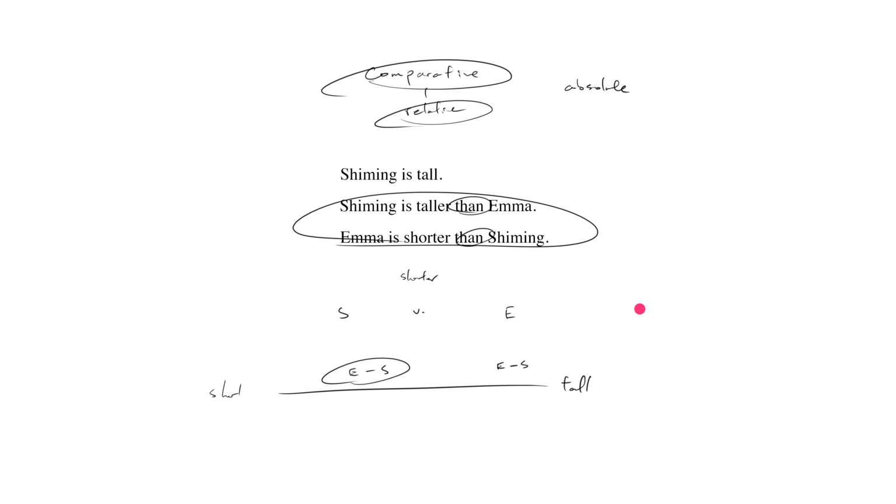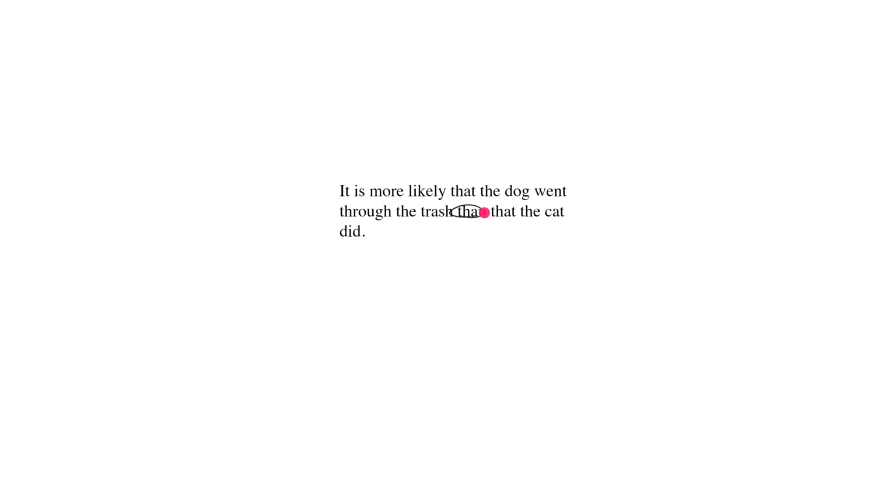All right, so let's look at another example. This one, as you can see, is more wordy. It's more likely that the dog went through the trash than that the cat did. Okay, so once again, we know it's a comparative because of the word than. So we're comparing something to something. What are we comparing? What are the two things that we're comparing and what's the feature of comparison? One thing that we're comparing is an idea in this case, right? The idea that it was the dog that dug through the trash, right? The other idea is the competing idea that it's the cat. Don't blame the dog, right? The real culprit here is the cat that went through the trash.